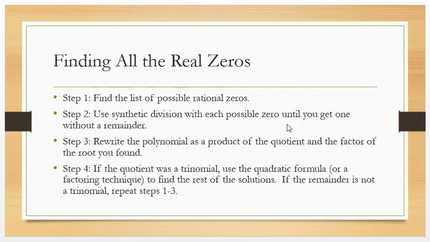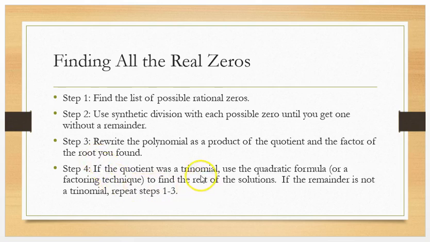Once you find one that has a remainder of 0, you can rewrite that polynomial as the factor that you tested times whatever's left under the synthetic division. That's what I mean when I say the product of the quotient. The quotient is what you have underneath your synthetic division, and the root that you found, that's the factor form of whatever you were plugging into synthetic division. So those two things multiplied together will break your polynomial down into smaller pieces.